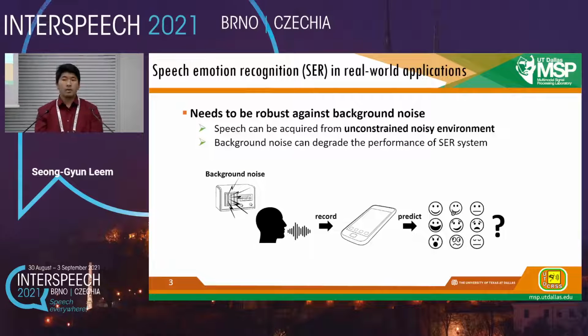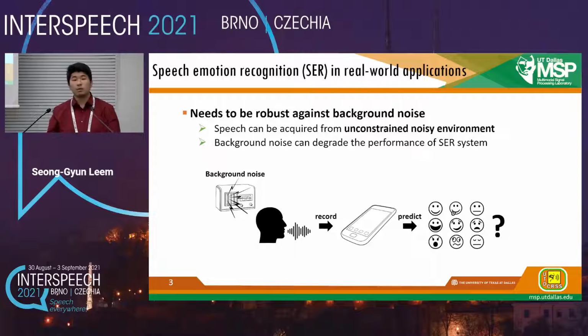However, when deploying the SER system on real-world applications, we have to consider that there are many types of complex background noise in real-world environment. People use their devices in various places, and those environments are highly likely to contain complex types of background noise. Such background noise can degrade the quality of speech signal, making it hard for the SER system to detect the emotional information from the recorded speech.